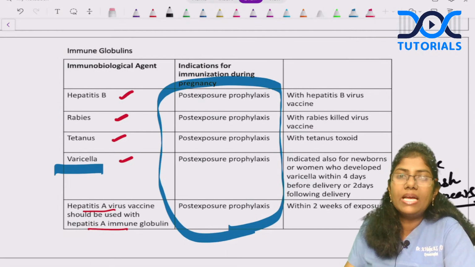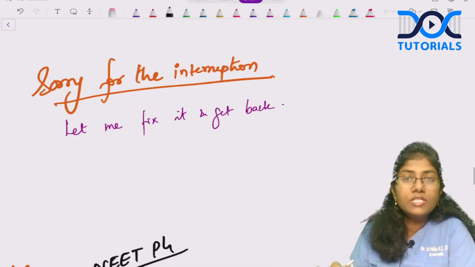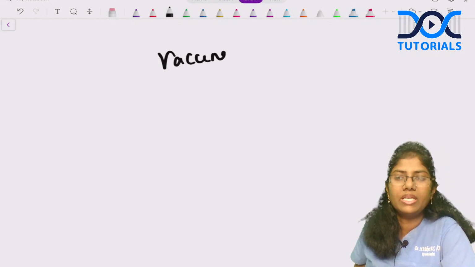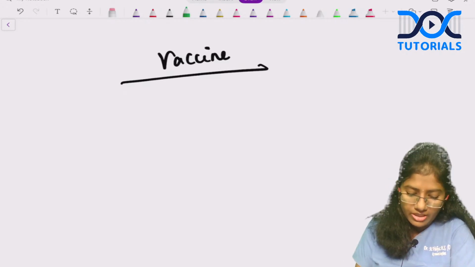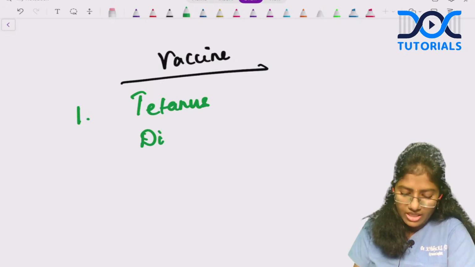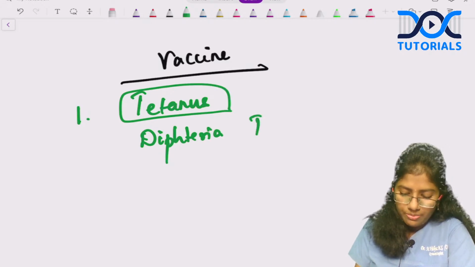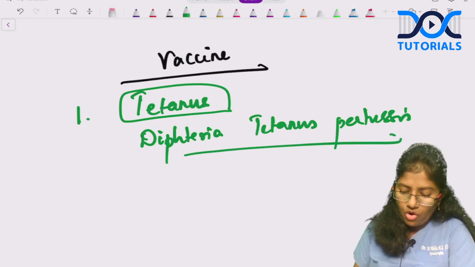The use of vaccines and immunoglobulins during pregnancy. So now tell me in a nutshell, what all vaccines or toxoids are supposed to be given during pregnancy? Yes, number one is tetanus toxoid. Now we're not giving only tetanus, we're giving the diphtheria, tetanus, pertussis combo. We're giving Tdap.